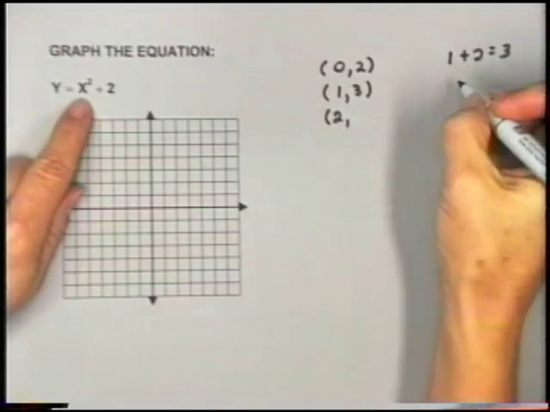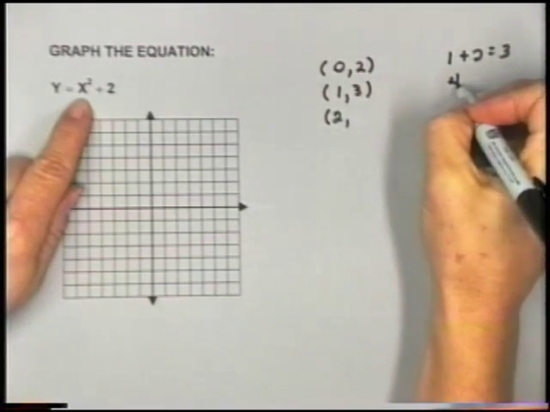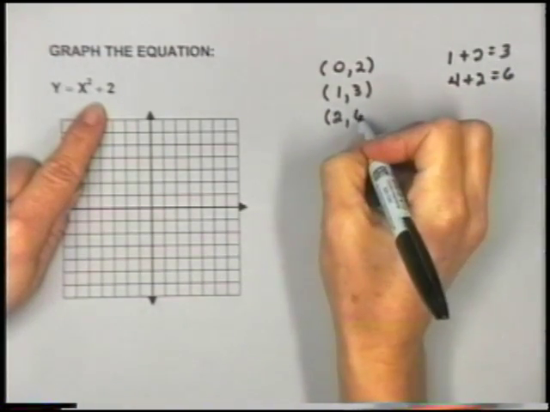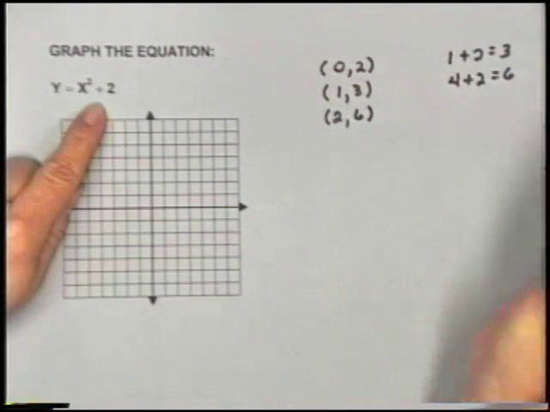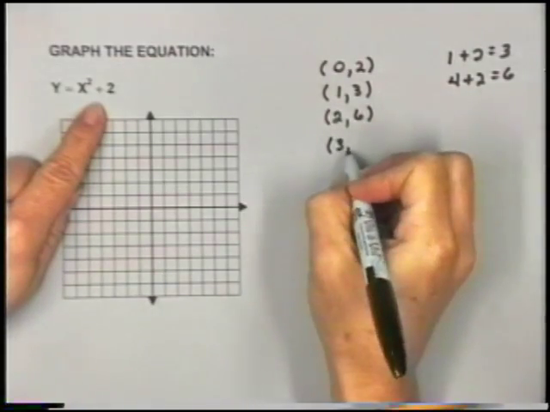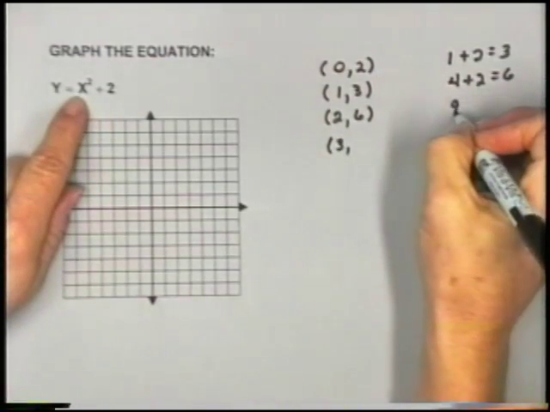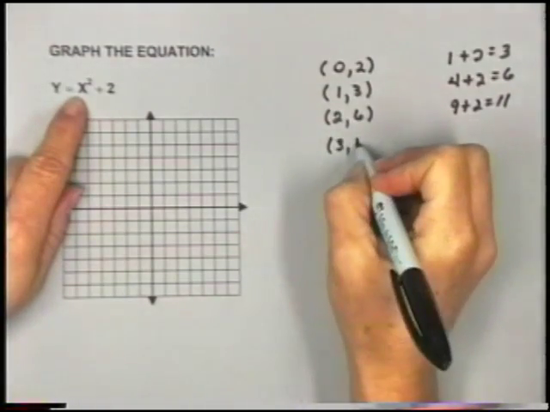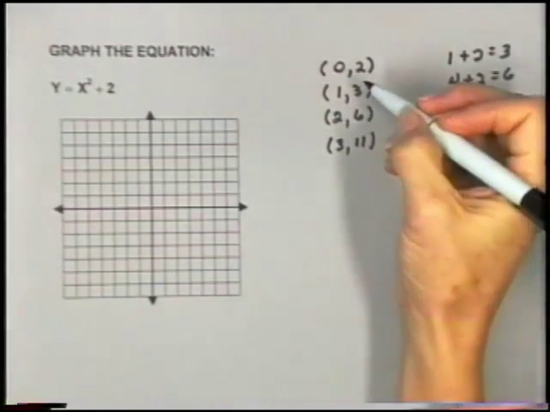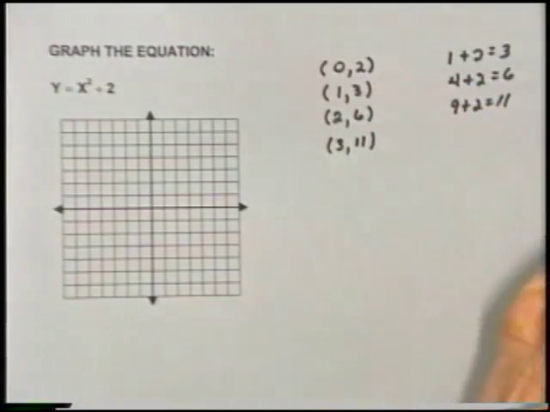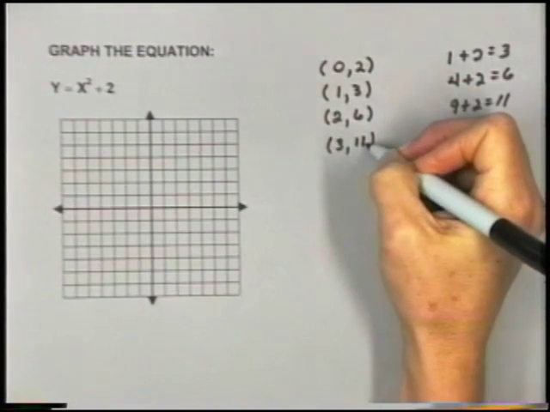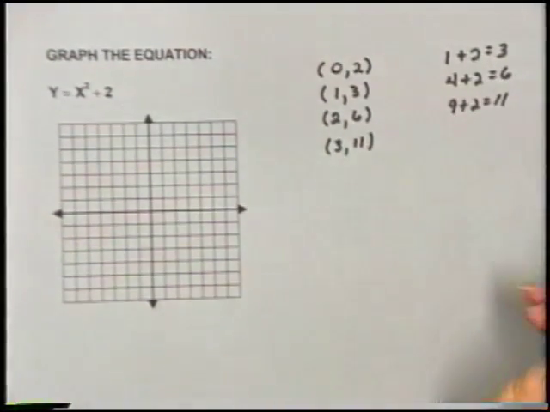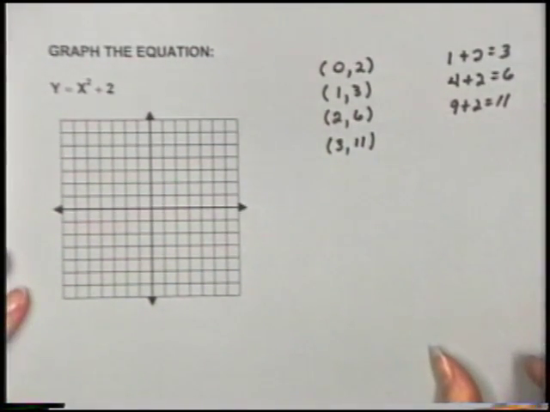What about x being 2? What is 2 squared? Well, 2 squared is 4, and then plus this 2 here is going to give me a 6. If x is 3, 3 squared is 9, plus 2 is 11. Now, I'm noticing here that my y values have continued to get big, and actually at this point I know that my graph paper here is not big enough to locate this point 3, 11.